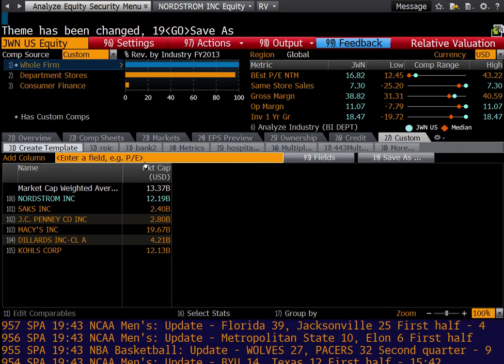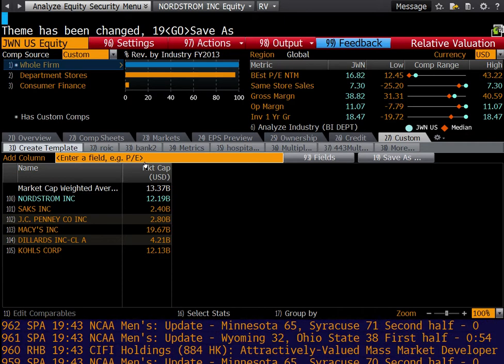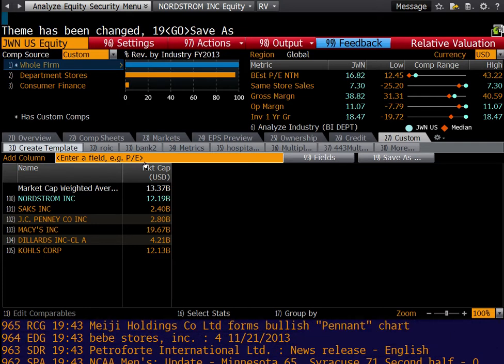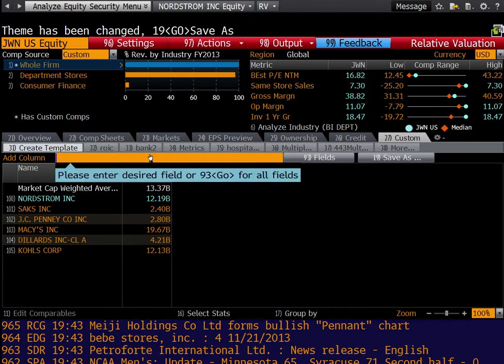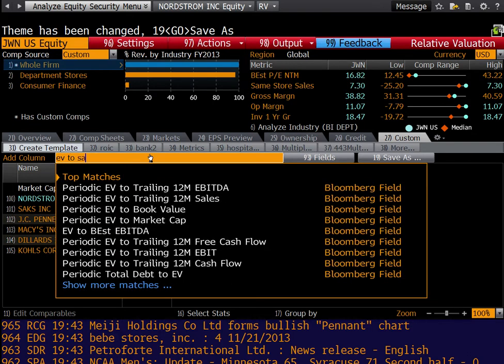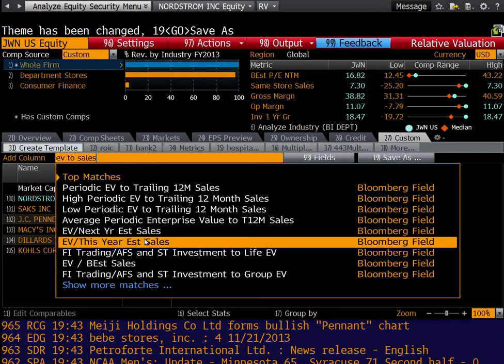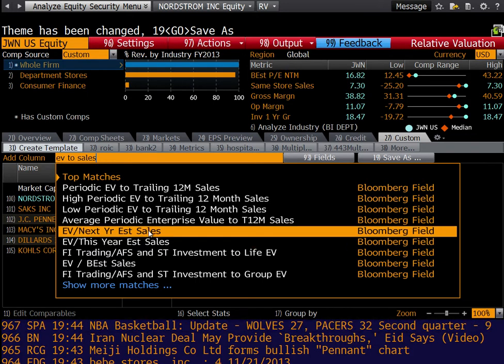Okay, so Nordstrom has reported fiscal 2013 already. So fiscal 2014 for Nordstrom, which is January 2014, is this year's sales. And next year's sales in the Bloomberg world is fiscal 2015, which is January 2015. So here's the point. I start typing in enterprise value, EV, to sales. And you'll notice that there's an enterprise value to this year's estimated sales and an enterprise value to next year's estimated sales already in their database.